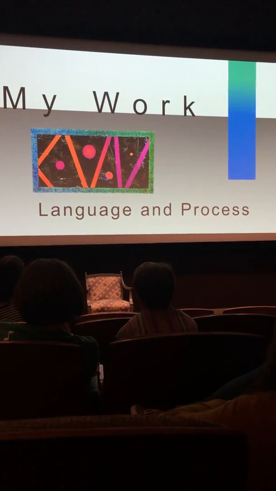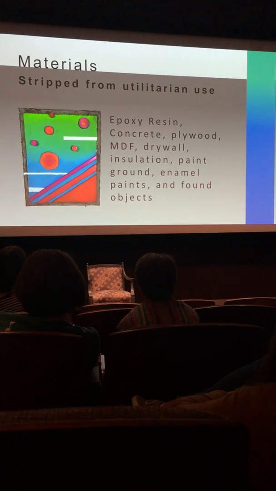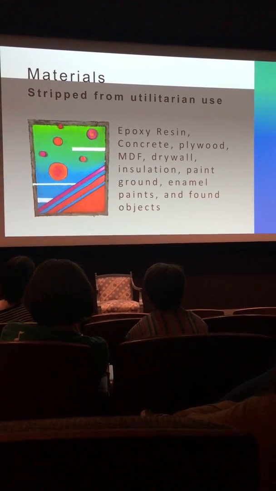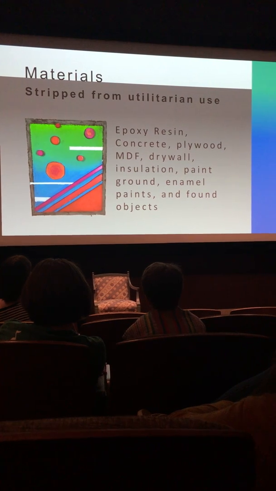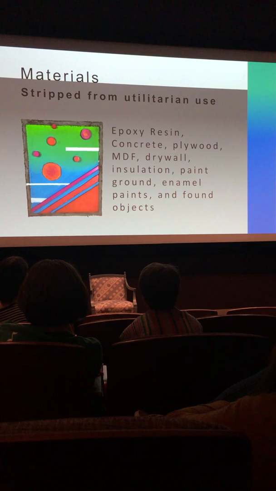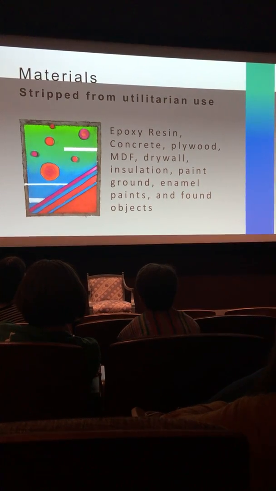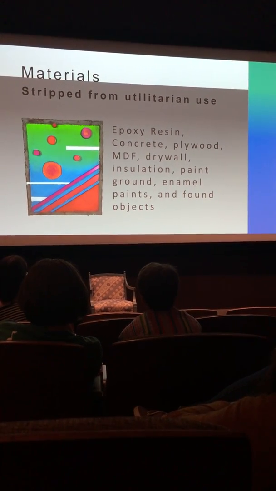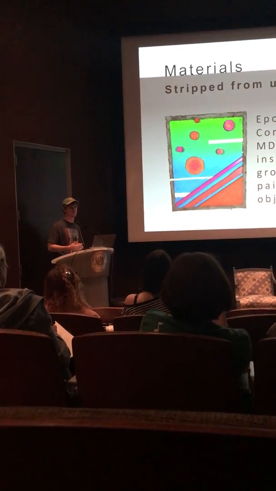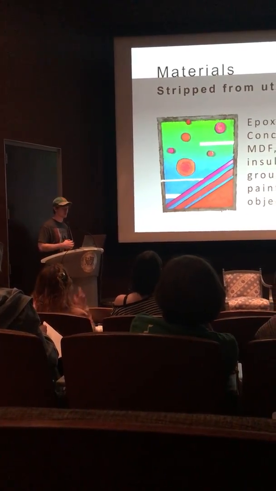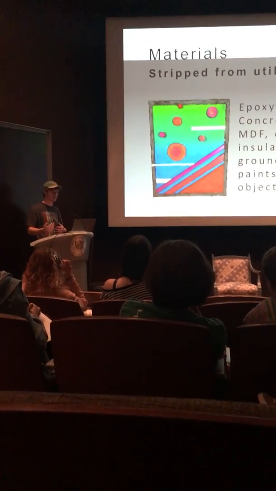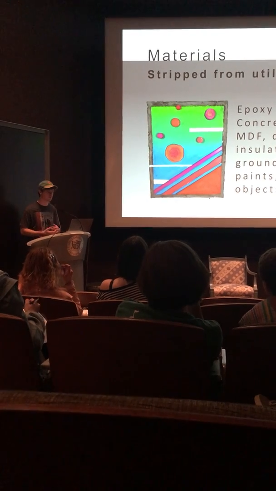My personal work starts with the materials. And the materials, I like to use utilitarian materials like concrete, epoxy resin, MDF, drywall, insulation, basically anything I can get my hands on at a construction site. And I like to play with this idea of what happens when you strip a utilitarian material from its intended use. Does it lose value as it becomes an intellectual property, or does it gain value, or is there no change?